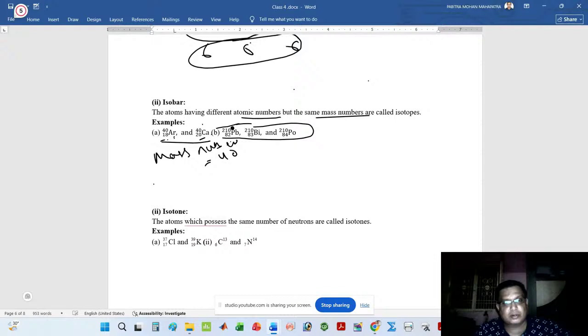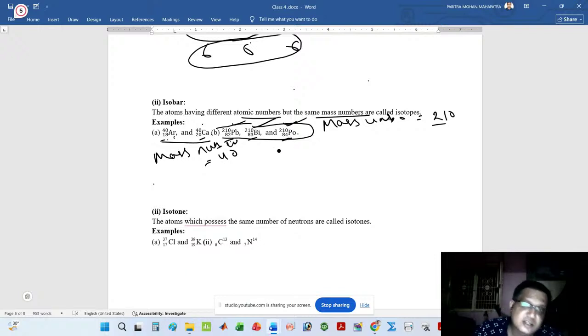Similarly, here I have given another example: Pb-82-210, Bi-83-210, and polonium Po-84-210. Look at that: here 210, here also 210, here also 210. That means the mass number in all cases is 210. But the atomic numbers are 82, 83, and 84, so they are different. So these three species are isobars of each other.